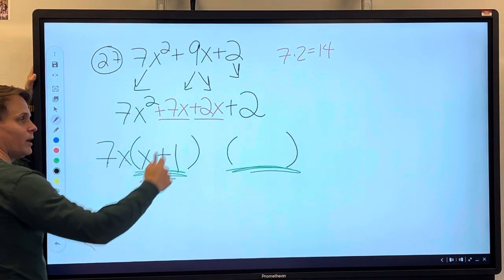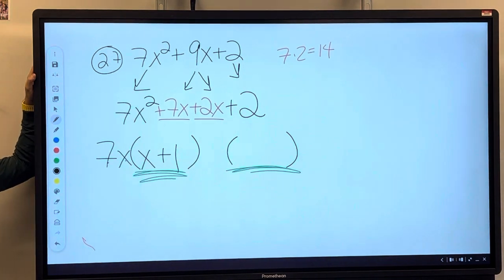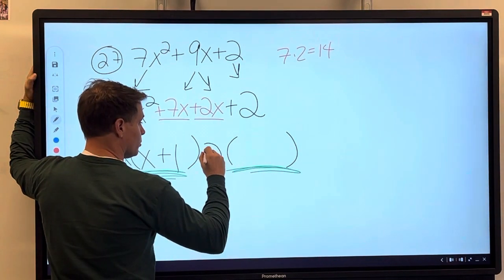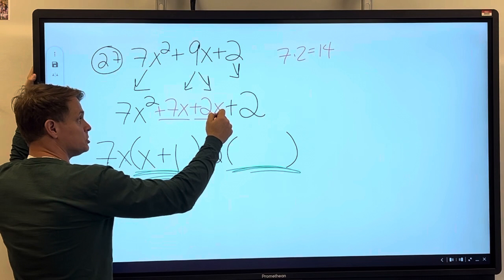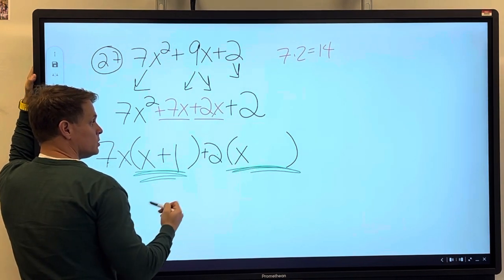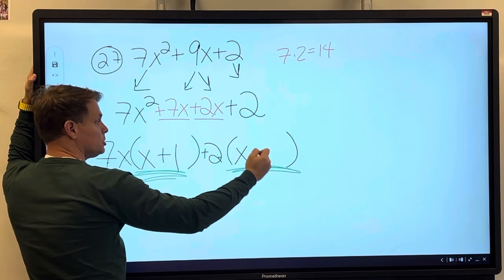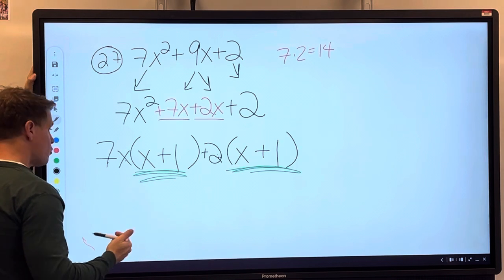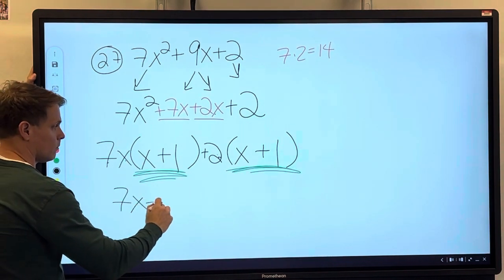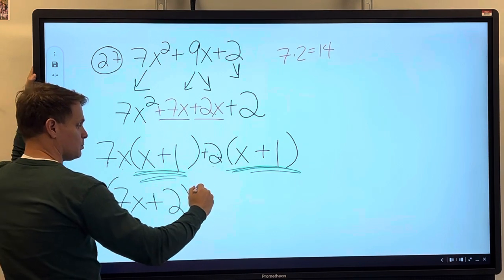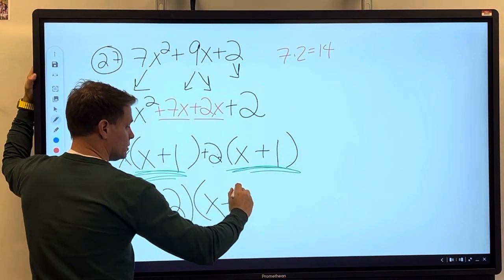So let's take a look at the 2x and the 2. What do 2x and 2 both have in common? They have a 2 in common. So put plus 2. What times 2 is 2x? x. What times 2 is 2? 1. Do you see how they're the same? They always should be the same. 7x plus 2, factor these 2 together, and then the x plus 1. These are my factors.